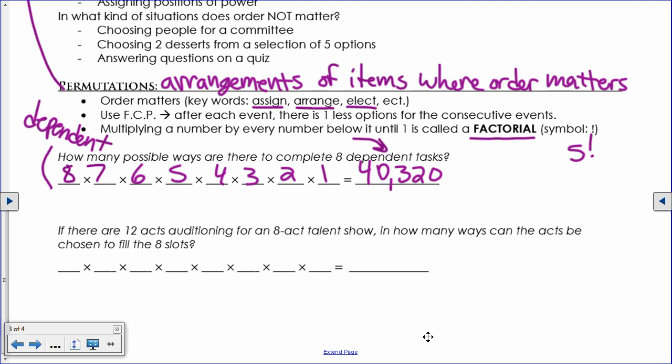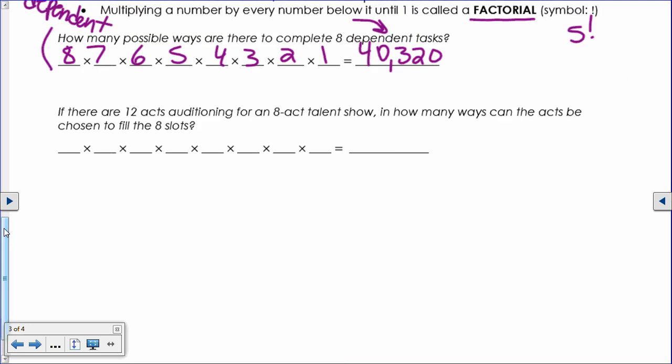Because once you get 20 factorial, that would be awful, right? 20 times 19 times 18. Ugh. So you guys have a special number or keystroke in your calculator.